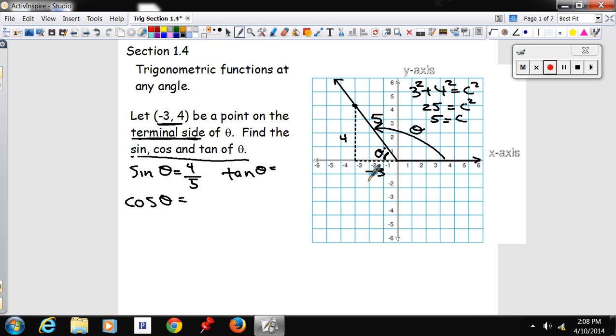Cosine. Adjacent is negative 3, and your hypotenuse is 5. So negative 3/5. Could be a negative, between 0 and -1 also, if it's in a negative direction. And then tangent is going to be my opposite 4 over my adjacent -3. So 4 over -3, or just -4/3 would be your tangent.